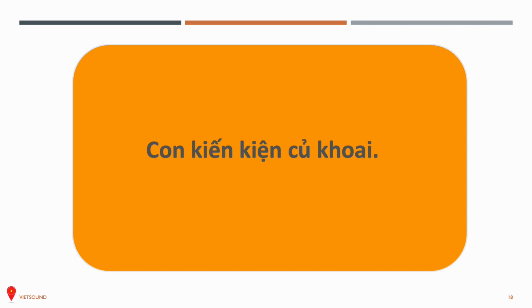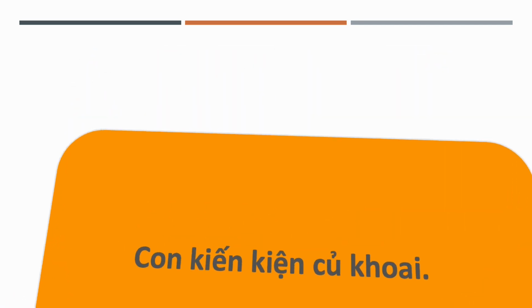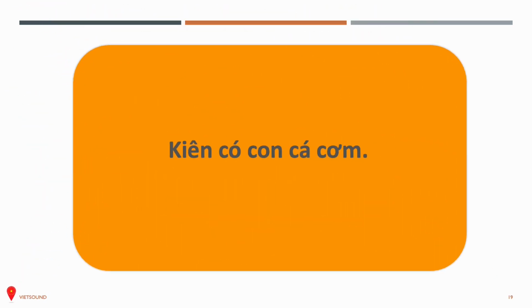Now let's try to say it a little bit faster. Con kiến, kiện, củ khoai. Kiên có con cá cơm.